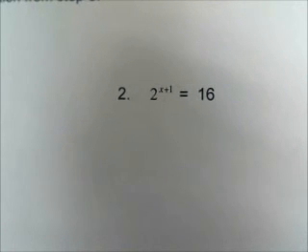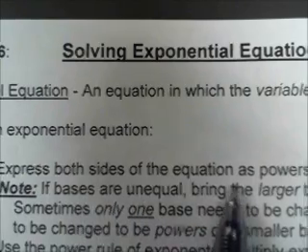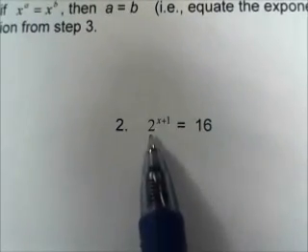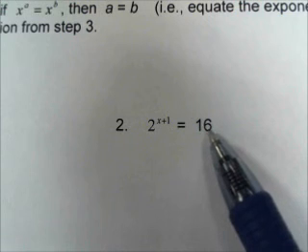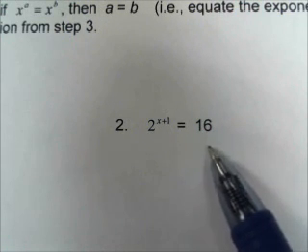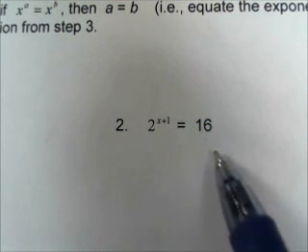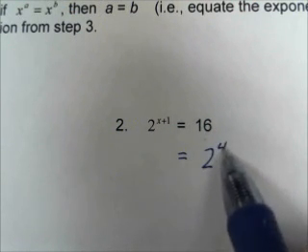Number 2, we have 2 to the x plus 1 equals 16. Again, back to 1 here, we need to express both sides of the equation as powers of the same base. Right? We don't have same bases here. We have a base of 2 and a base of 16. So we bring the larger base down to a smaller. So in other words, 16 can be expressed as 2 to what power? 16 is equivalent to 2 to the 4th.